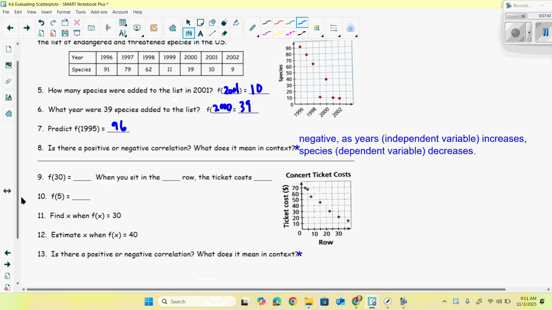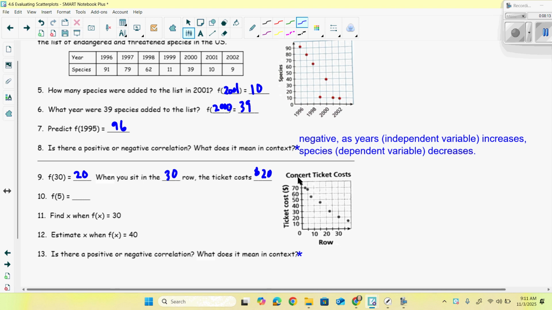See if you can do this without looking at the rest of the video, and then see how you did. So you can hit pause. All right, so f of 30, that's the way we say this. F parentheses 30 is f of 30. We're going to find 30 on the input and read that as a 20. When you sit in the 30th row, the ticket costs $20.